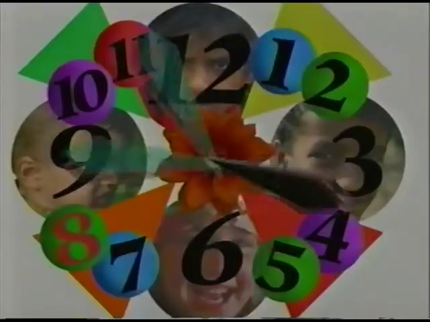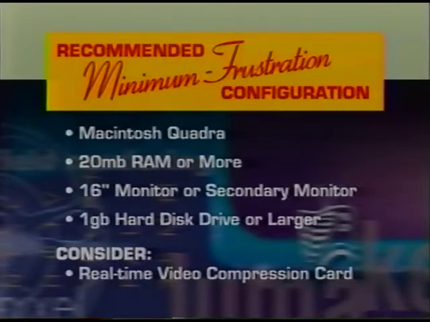I bet you're wondering what sort of Mac it will take to do all this. There are minimum system configurations. However, we like to recommend a minimum frustration configuration. So we suggest realistically the fastest Quadra series Macintosh you can justify, 20 megabytes of RAM or more, a 16-inch secondary monitor, and at least 1 gigabyte of disk space. You might also consider a video compression card, most of which will support a second monitor.